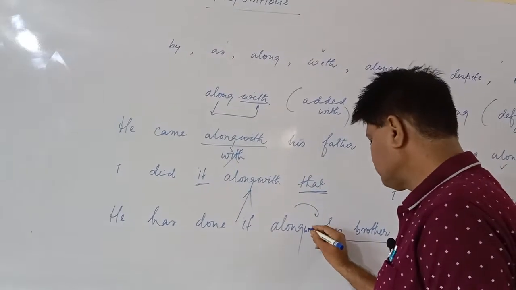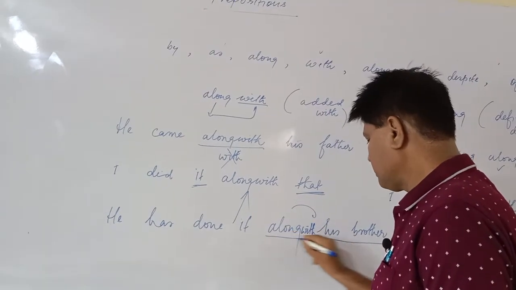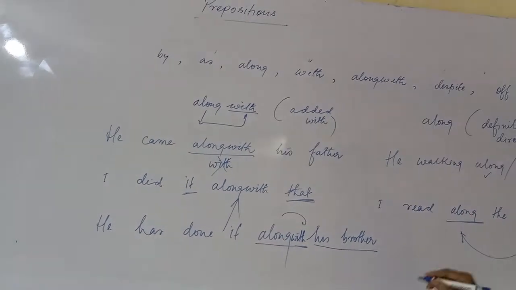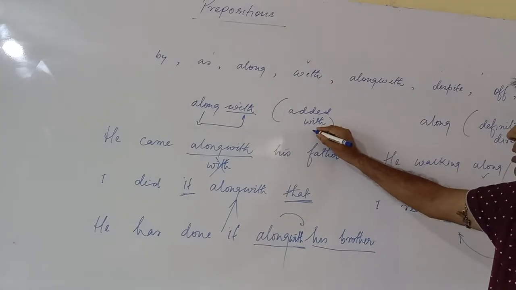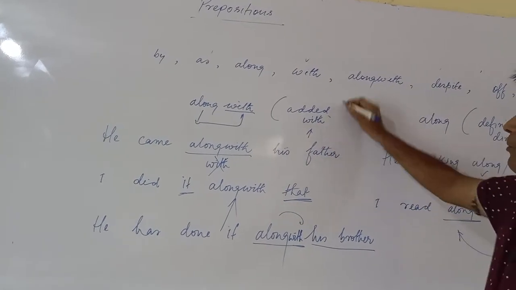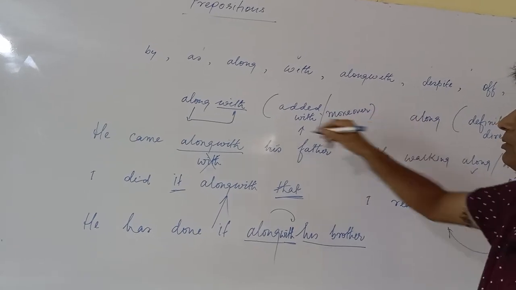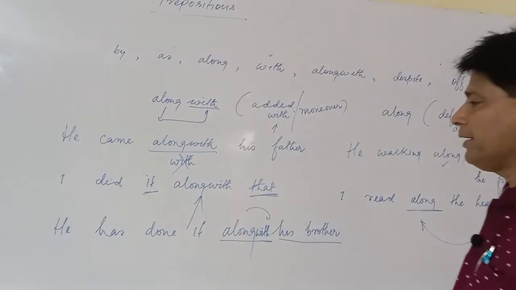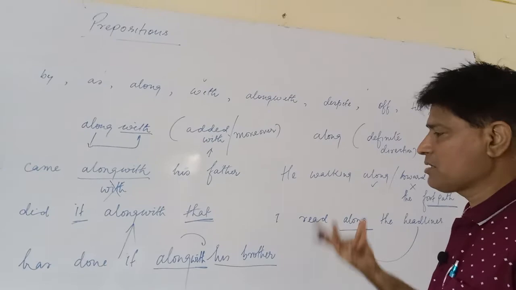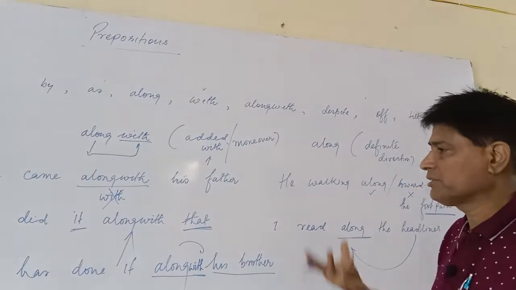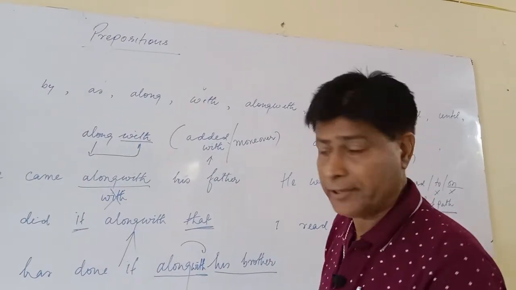In that condition, you are going to use along with. Two acts are finished. That's why it is called added with or moreover. So in the case of moreover or added with, you have to use along with. Alright, I think these three examples are sufficient enough for you to understand the use of along with.